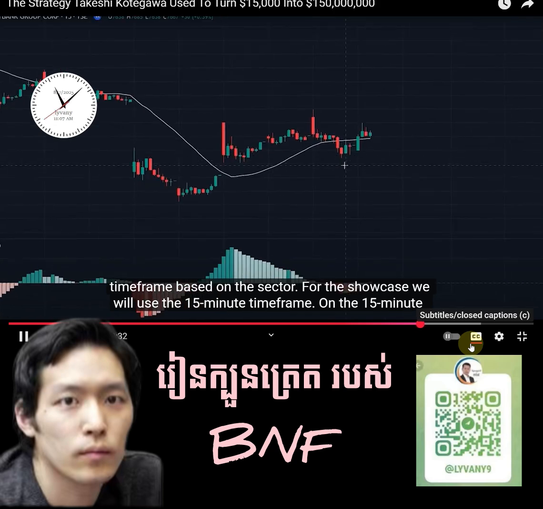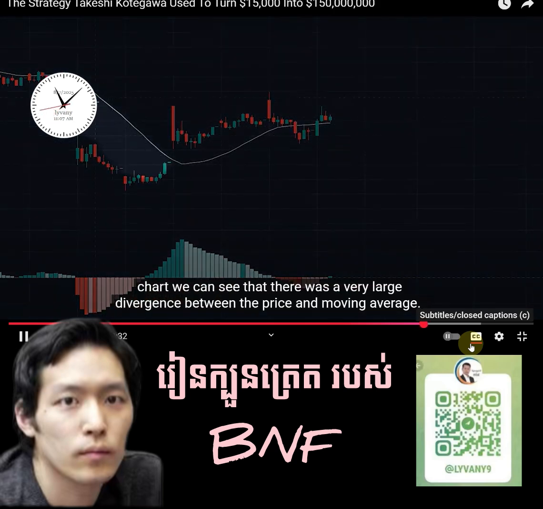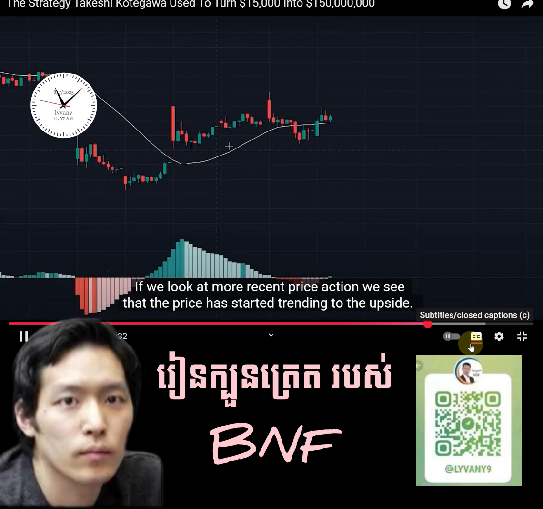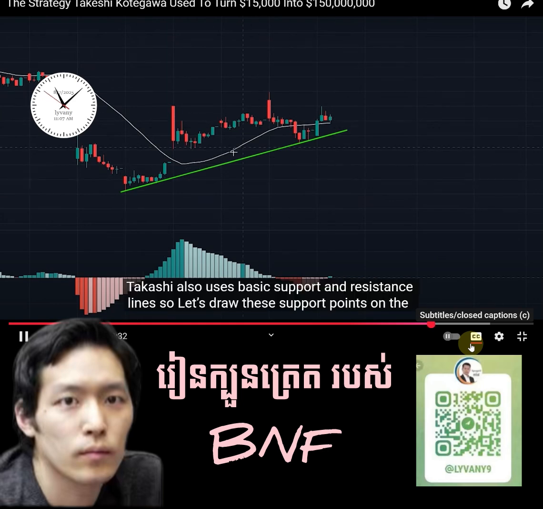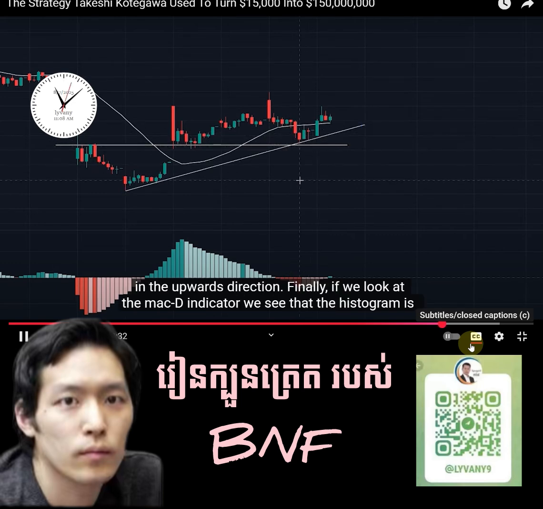On the 15-minute chart, we can see that there was a very large divergence between the price and moving average. If we look at more recent price action, we see that the price has started trending to the upside. Takashi also uses basic support and resistance lines, so let's draw these support points on the chart to make them clear. As you can see, the price has clearly started trending in the upwards direction.